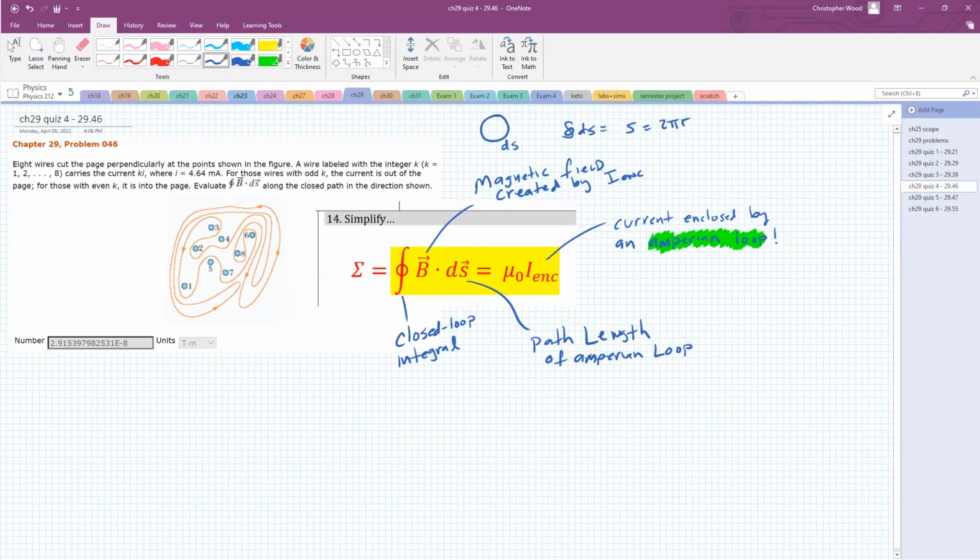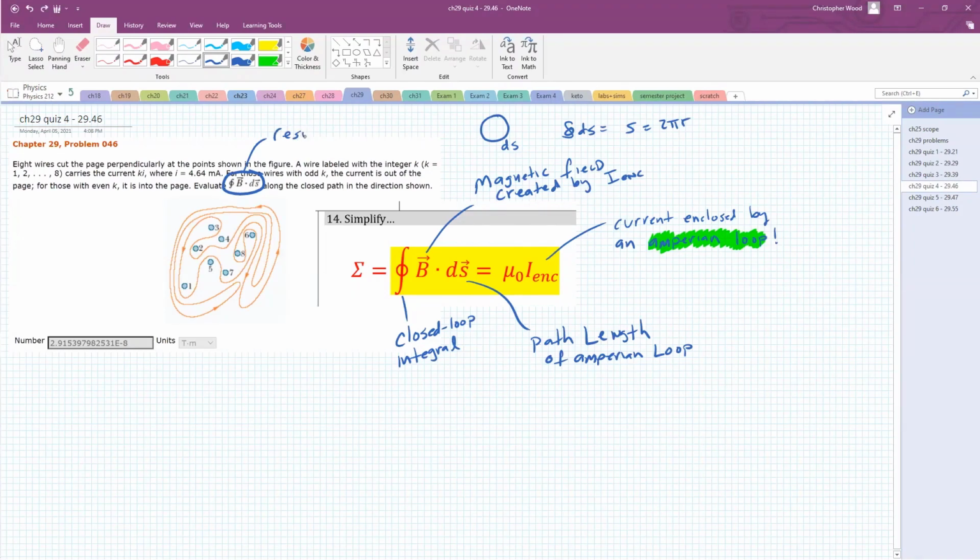This problem is a little bit gimmicky. I mean, it's legitimate. But here's what you've got to do. You need to find this expression. You don't need to find the magnetic field or the path length of an Amperian loop. You need to find the result of this entire term, the closed loop integral of B dot ds.